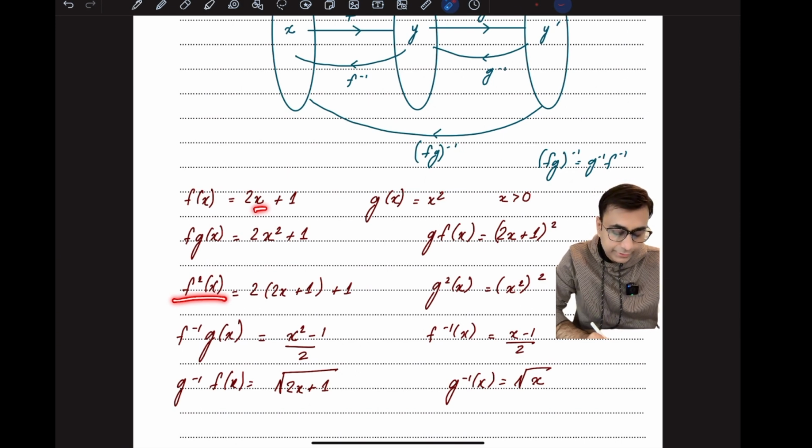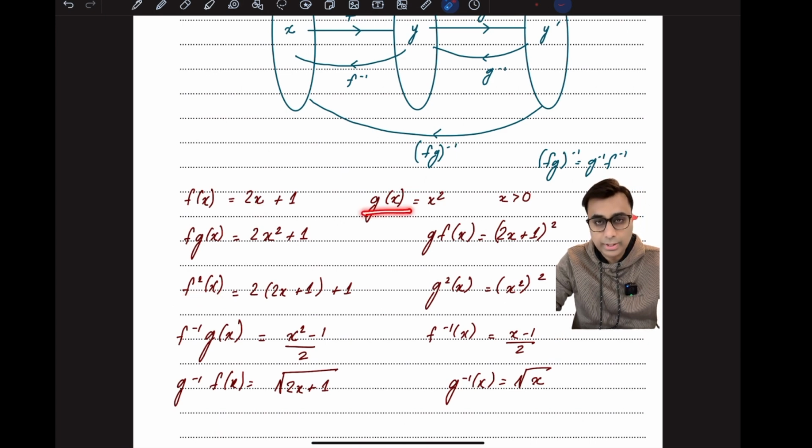So in place of x, you would replace 2x plus 1. Or if you have to find out g square x, well, this g square doesn't mean that you have to square the function. What you have to do is put the function g back into the function g. So if you put x square in place of x here, that becomes x to the power 4.